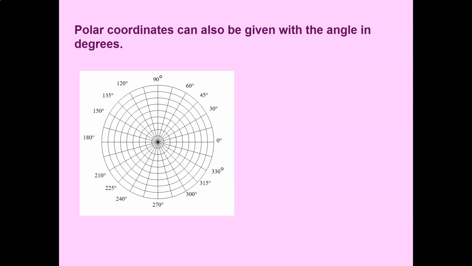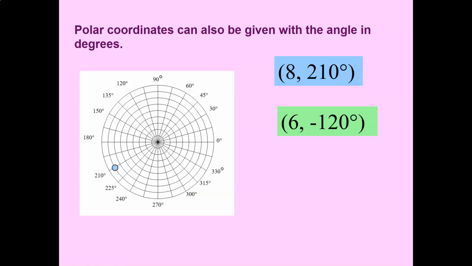Here we have a polar coordinate grid system that is given in degrees, and it works in the exact same manner. (8, 210) would be right there. We start at 0, go all the way around to 210, and then go forward 1, 2, 3, 4, 5, 6, 7, 8. Next, (6, negative 120). We start at 0 and go around in this direction to negative 120, right there, and then go forward 6: 1, 2, 3, 4, 5, 6. There it is.